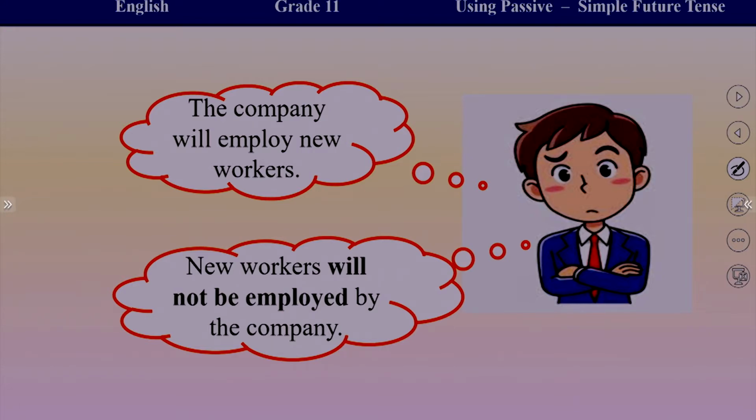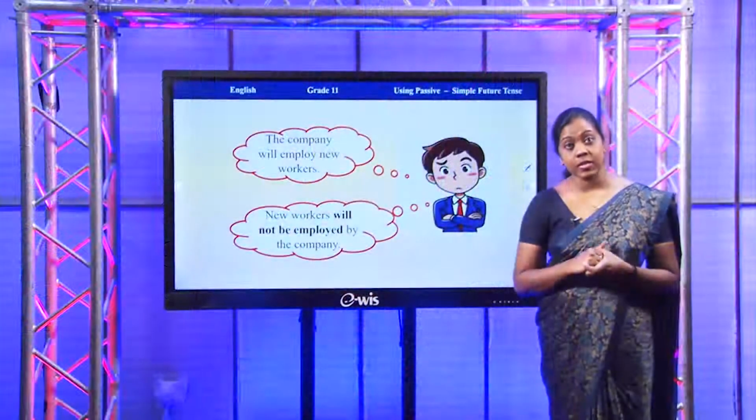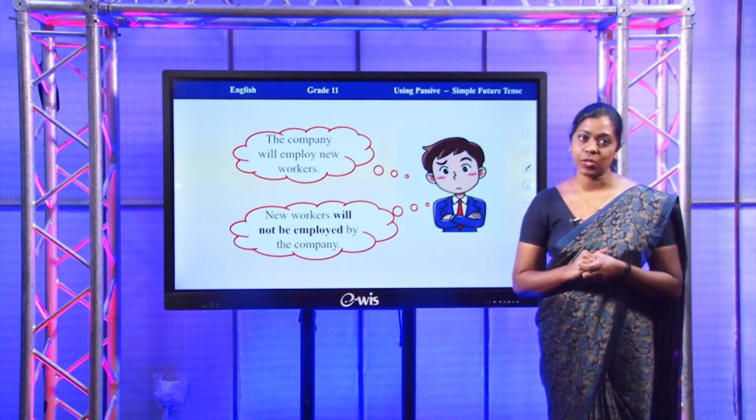All right, children, that's it for today. And today we learnt the method of converting active sentence into passive when the sentence has a simple future verb. You have already done a lesson based on active into passive, simple present, simple past, and today's lesson covered simple future tense. Hope you enjoyed the lesson, hope you understood the lesson.